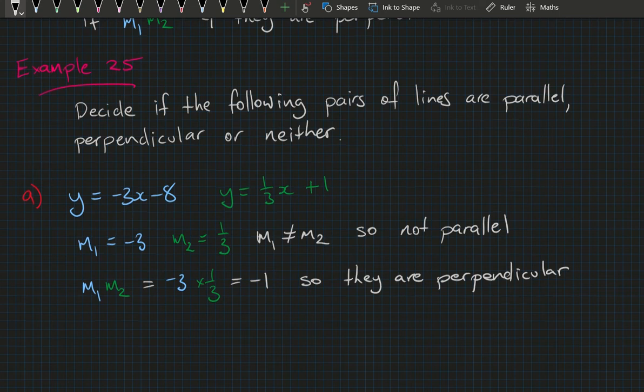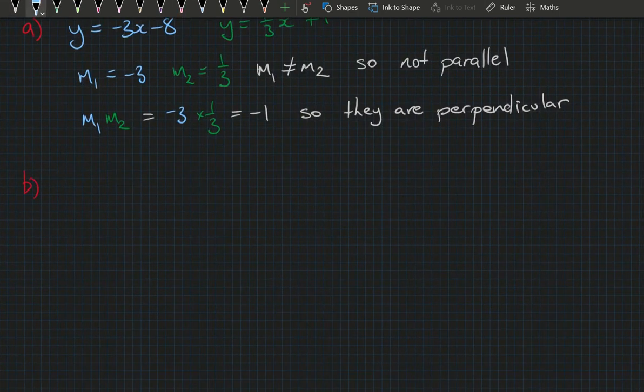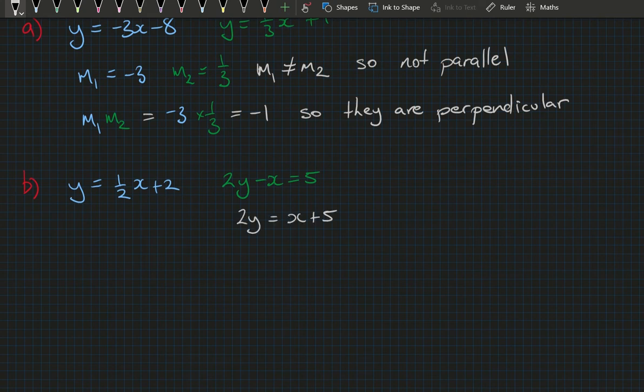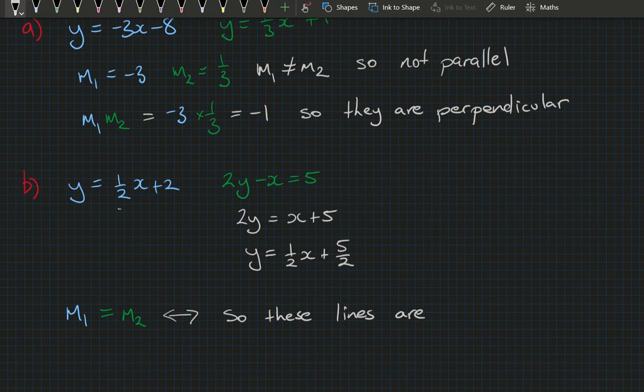Perpendicular, not parallel. Let's have a look at B, where the first equation is y equals 1/2 of x plus 2, and the second equation is given to us in linear relation form, 2y minus x equals 5. So we'll need to do a little bit of algebra on the green equation to find out its gradient. So 2y is equal to x plus 5. Now dividing both sides by 2, we get y equals 1/2 of x plus 5 on 2. So the gradient of the blue one is equal to the gradient of the green one. So these two lines are parallel.